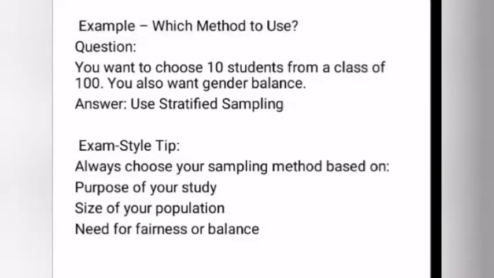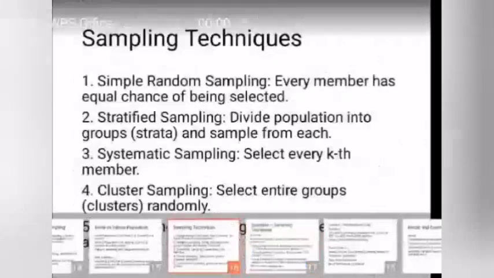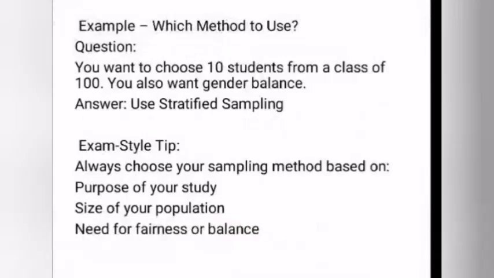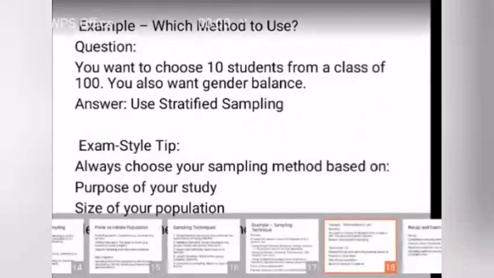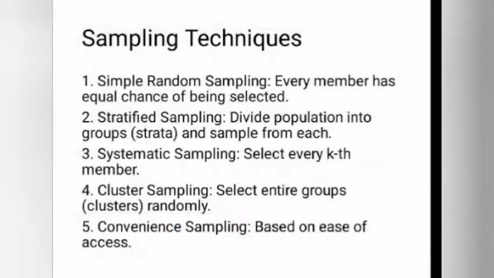For you to know the sampling method that is best for your question, you first of all find out the purpose of the study. If you are trying to pick for children, you would know that you are going to use cluster sampling. Then if it's based on size, you cannot use random sampling because you don't know how many they are. So you can decide to just use cluster sampling or stratified sampling.